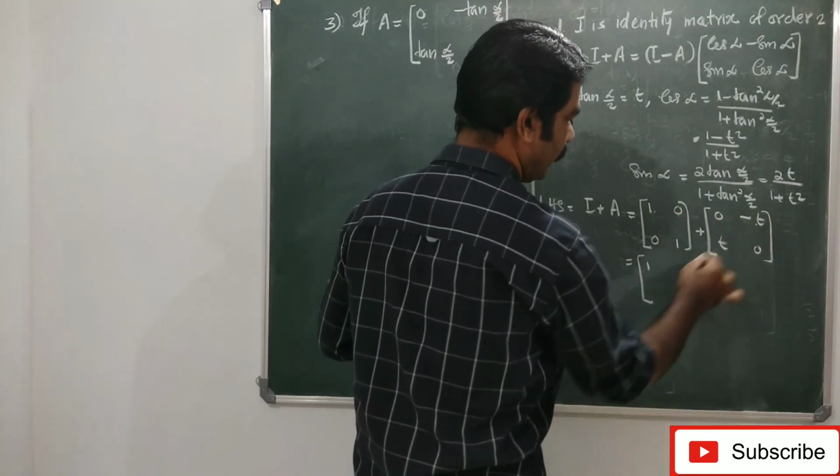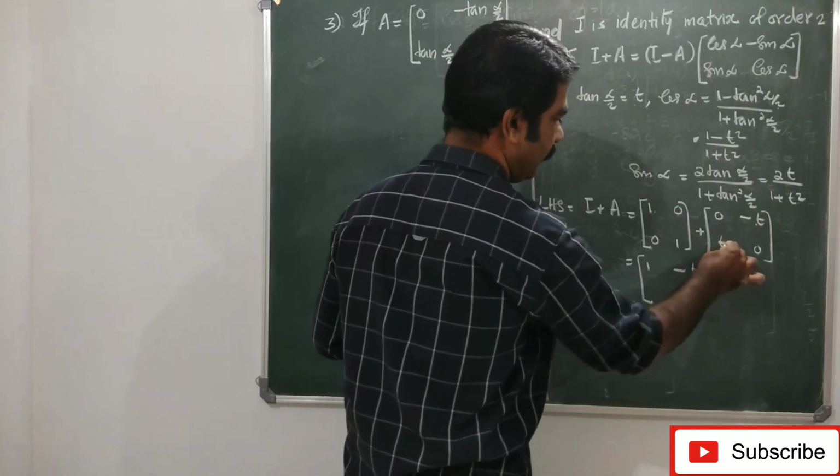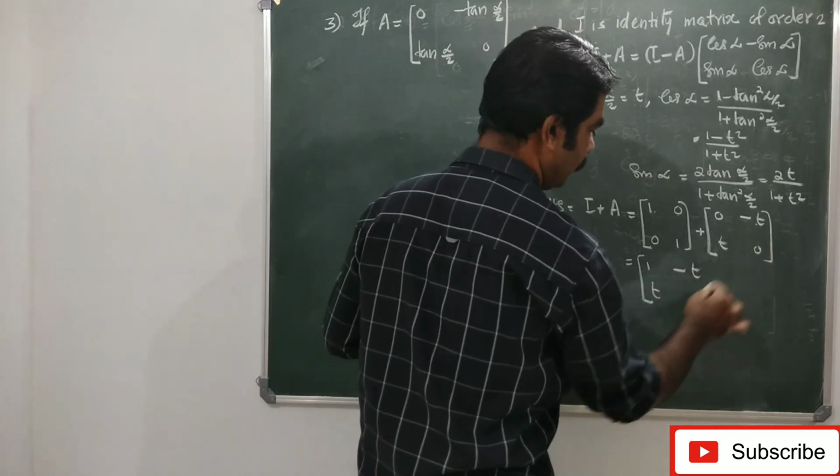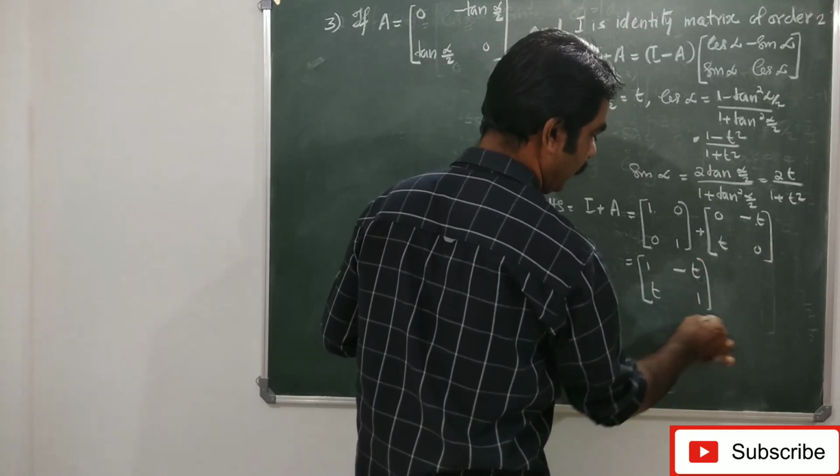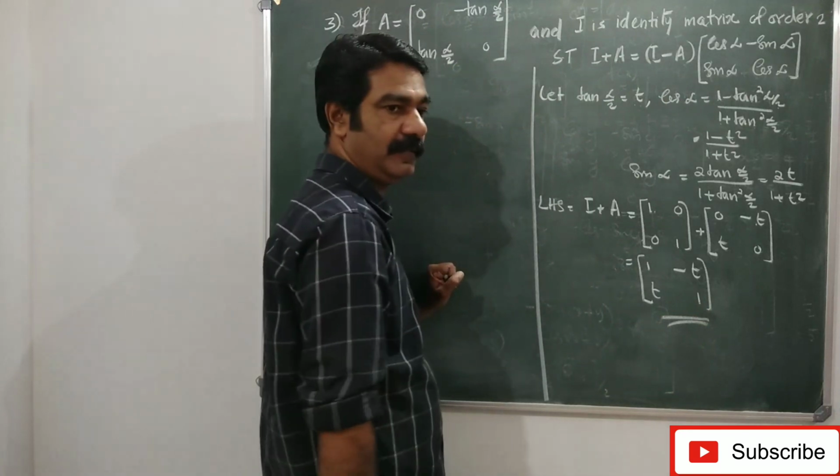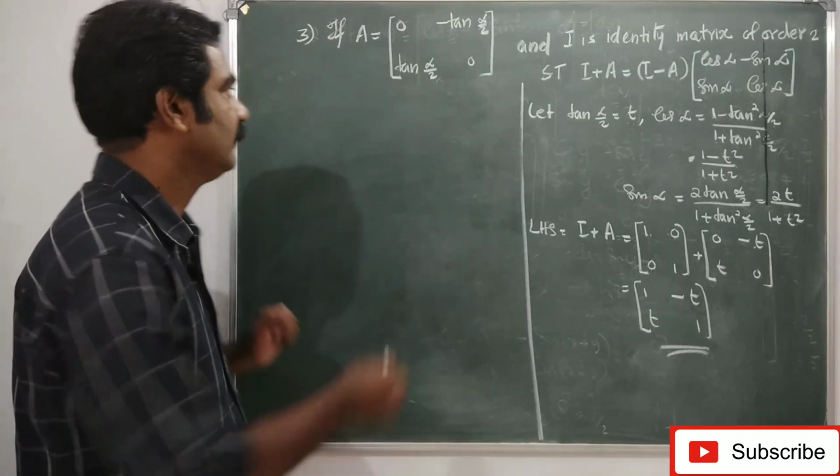So that's equal to 1 plus 0 is 1. 0 plus minus t becomes minus t. And 0 plus t is t. And 1 plus 0 is 1. So this is the LHS part.